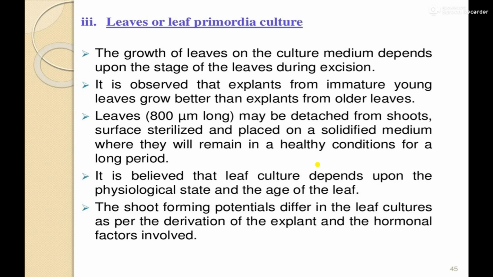So leaves 800 micrometer long may be detached from shoots, surface sterilized and placed on a solidified medium where they will remain in a healthy condition for a long period. It is believed that leaf culture depends upon the physiological state and the age of the leaf. The shoot forming potentials differ in the leaf cultures as per the derivation of the explant and the hormonal factors involved in the plant tissue cultures.